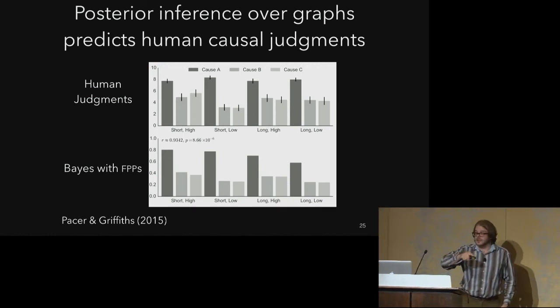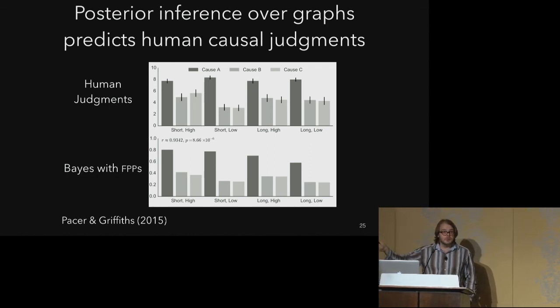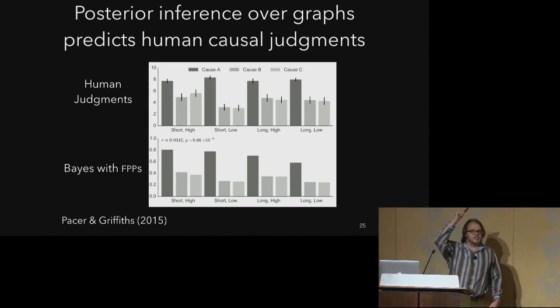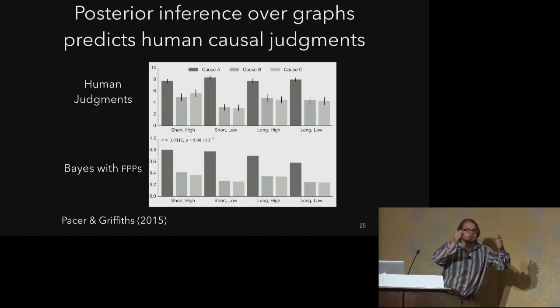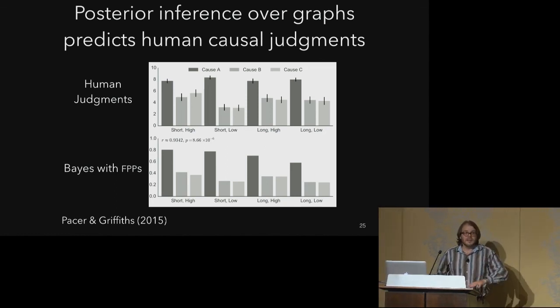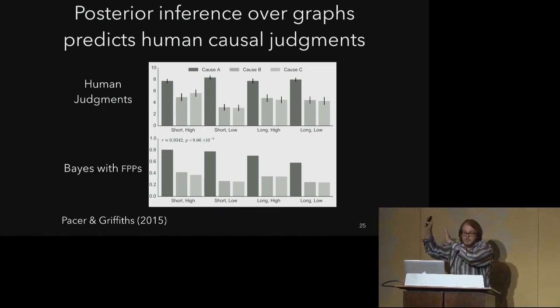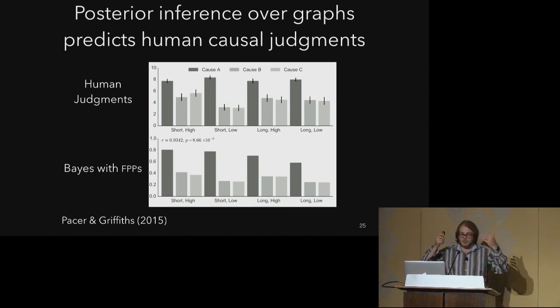People's responses were on the individual causes. So we need to take the sum of all of the graphs that include that edge from the cause to the effect. Since we've generated a posterior for each one of the videos, we can then partition those into the sets by the condition that generated each one of those videos and take the sum over that. This gives us the Bayes with FPPs predictions of the human judgments for each one of the causes, which has an average correlation per condition of 0.93 with the human judgments.